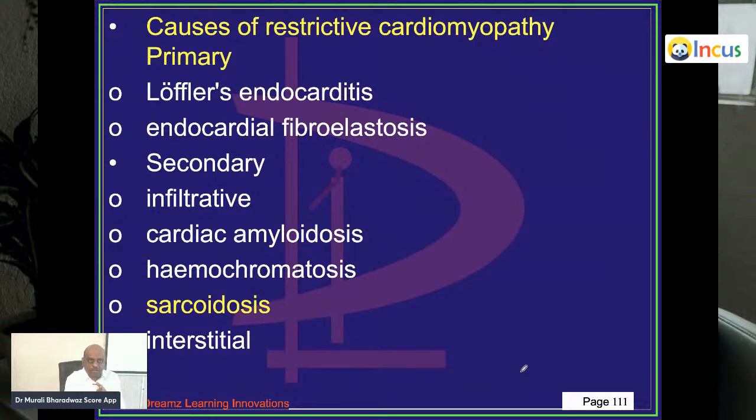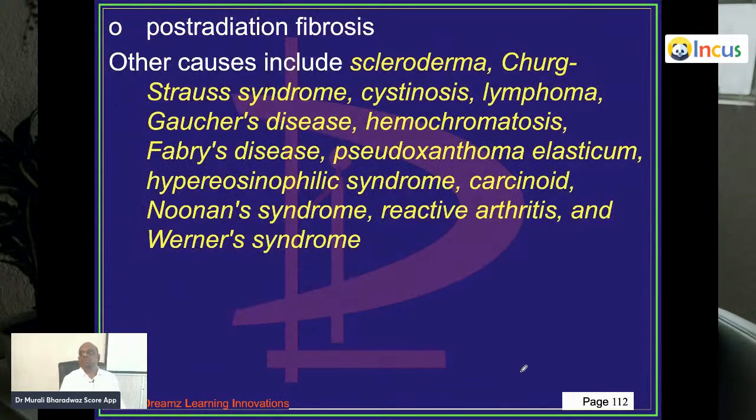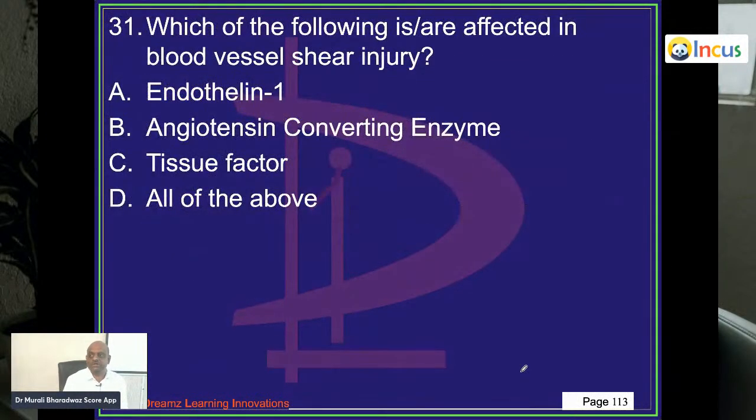So what is restrictive cardiomyopathy? Loeffler's endocarditis, endocardial fibroelastosis, any infiltrative conditions, cardiac amyloidosis, hemochromatosis, sarcoidosis, they're all examples of restrictive cardiomyopathy, is what you need to remember.